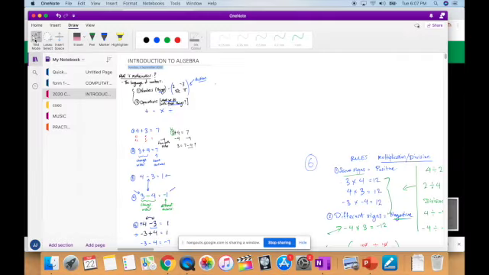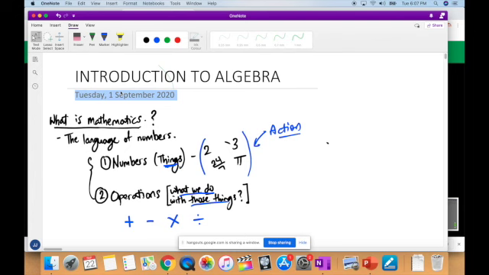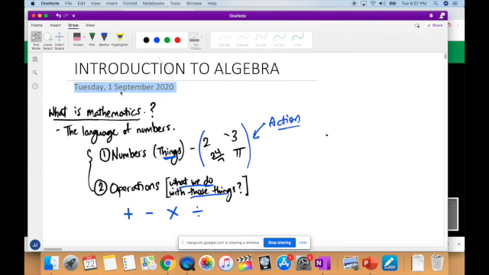Finding unknowns. Okay, that is a pretty good one. Now remember when we started the class, what we're actually going to do today is go back to day one, look at all of the things that we did from day one, and see how algebra applies to these things.